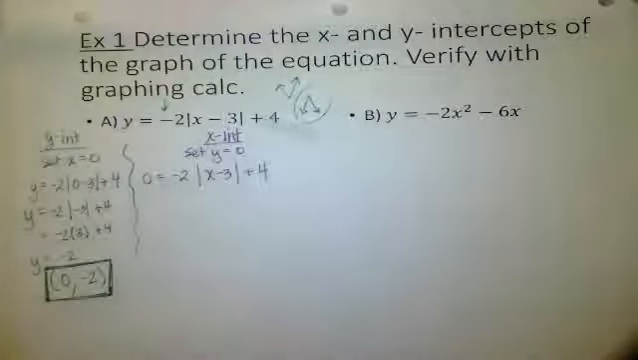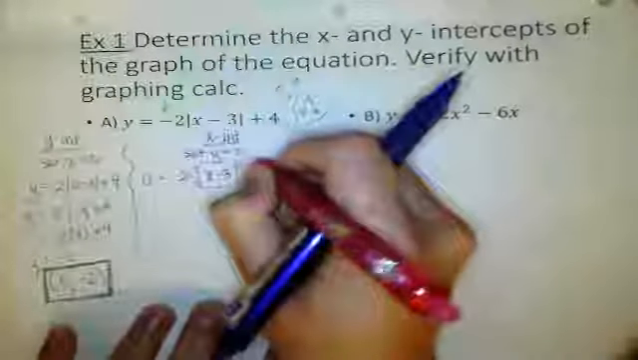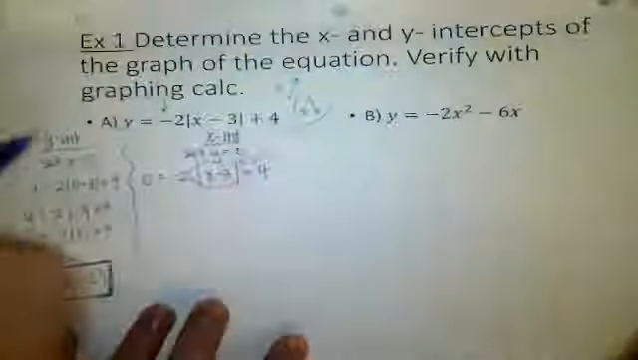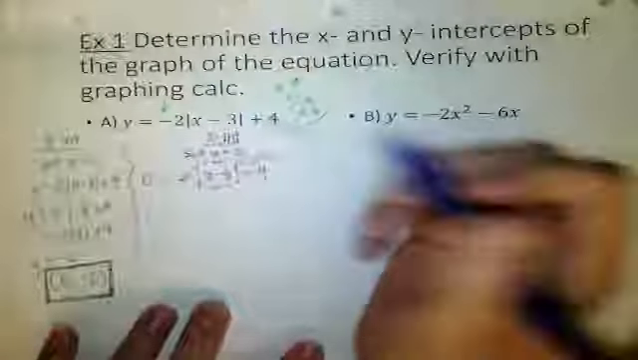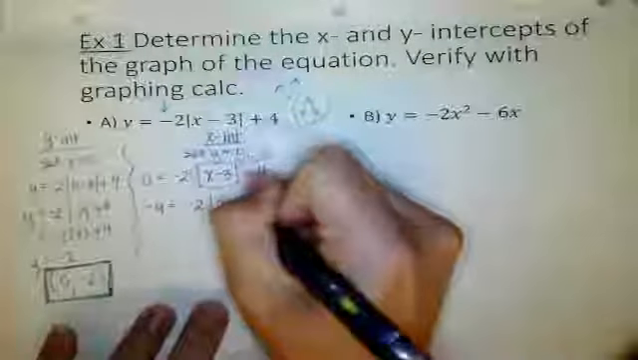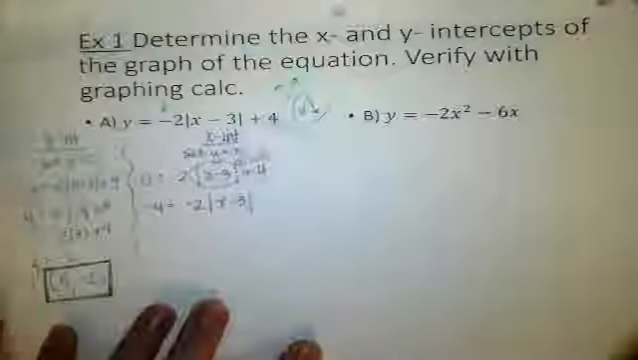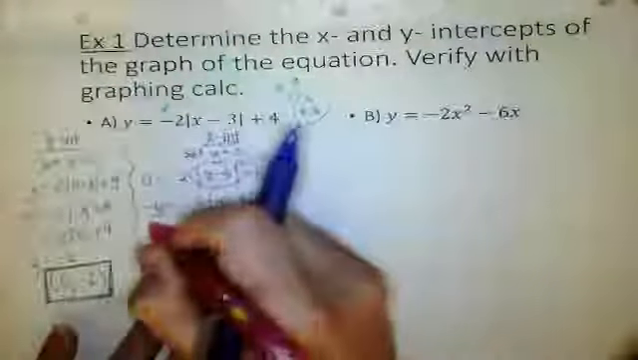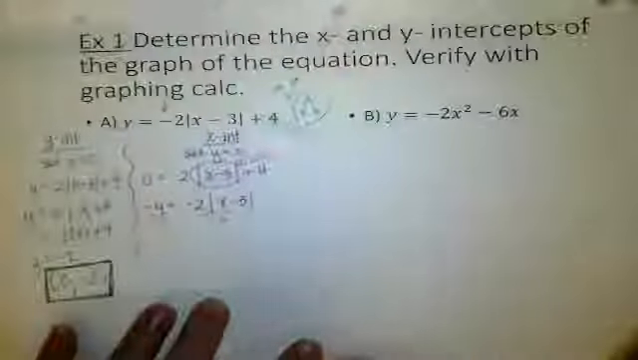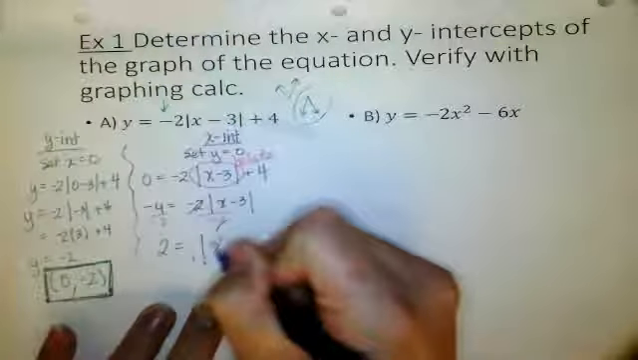How do you solve an absolute value equation? Isolate the absolute value. So good starting point. We need to isolate that absolute value. So what should we do first? Subtract the 4. So -4 equals -2 times the absolute value of x minus 3. And then what? Divide by -2. That's really important because we can't have an absolute value equal to a negative result. That would be weird. So 2 equals the absolute value of x minus 3.